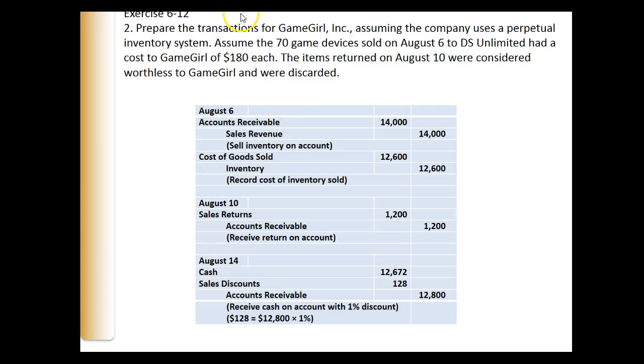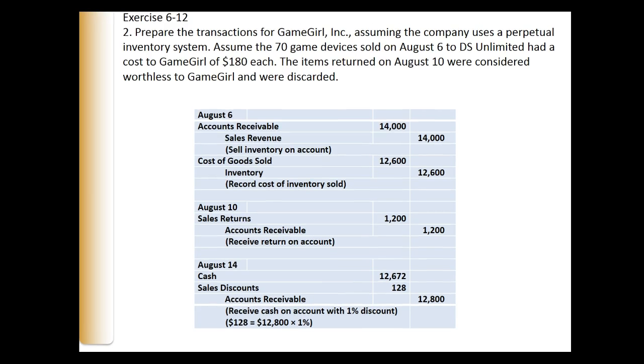Now, exercise 612 basically takes the same information. Prepare the transactions for Game Girl, assuming the company uses a perpetual inventory system. Assume the 70 game devices sold on August 6 to DS Limited had a cost to Game Girl of $180 each. The items returned on August 10th were considered worthless to Game Girl and were discarded. So as you see, we would debit accounts receivable for $14,000 and credit sales revenue for $14,000.